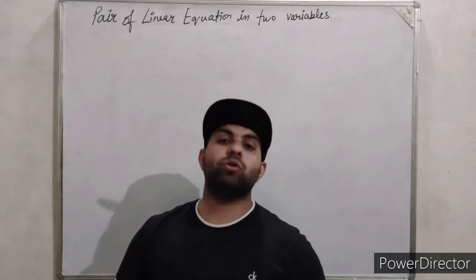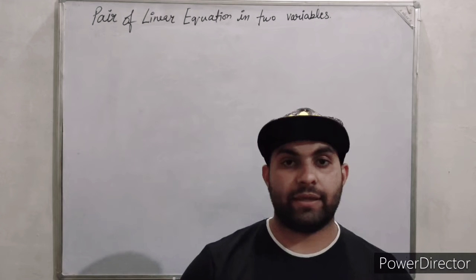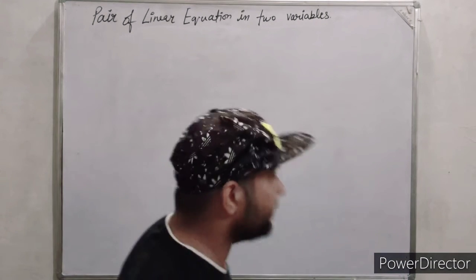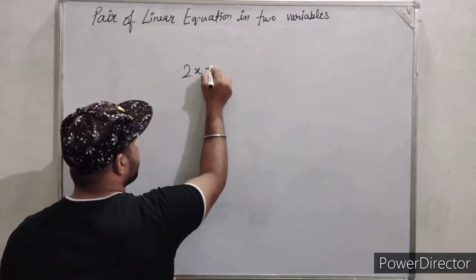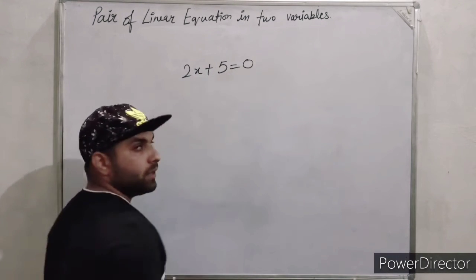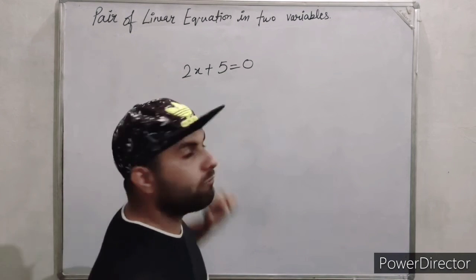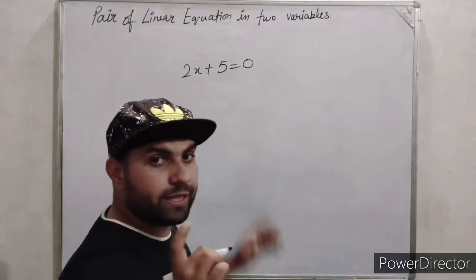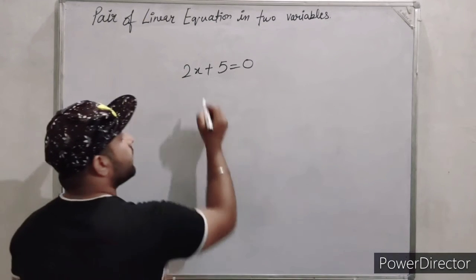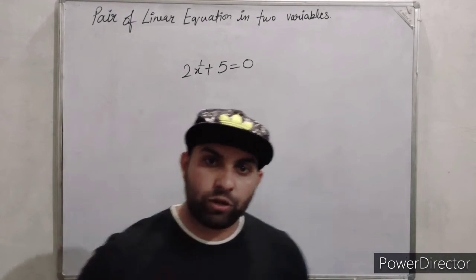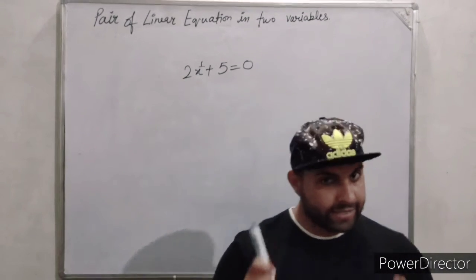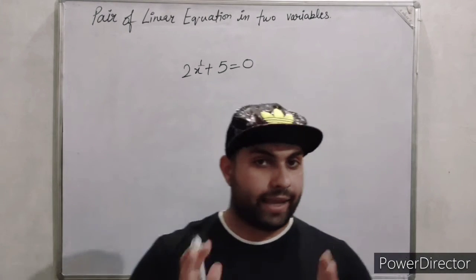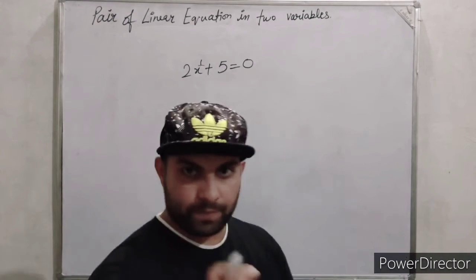जिनकी degree 1 होती है उन equations को हम कहते हैं linear equations. Degree 1 means exponent 1. Let's take an example. In this equation, we have 2x plus 5 is equals to 0. The degree of this equation is 1 because the exponent of x is 1. x की यहाँ पे power 1 है, इसीलिए इस equation को हम कहते हैं linear equation.